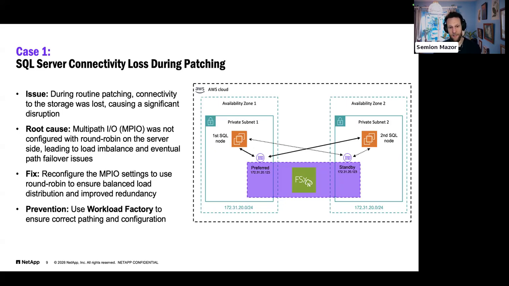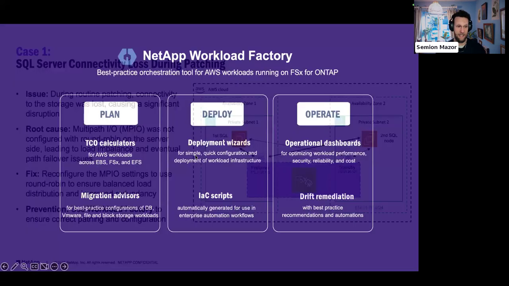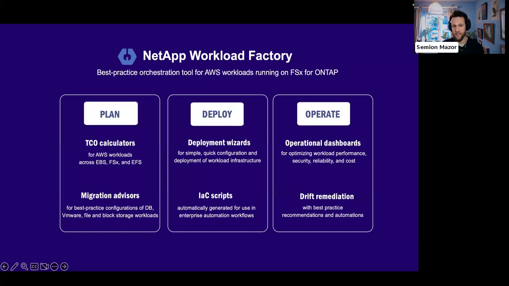And besides the practical recommendation and the fix to that case that you just presented, there's also a tool. This could also be done automatically with Workload Factory, right? So before going and showing how this could be done, let me make sure everyone is aligned on what Workload Factory is. It is a tool to orchestrate best practices for different workloads on AWS that are running on FSx for ONTAP. There are generally three areas that it helps with.